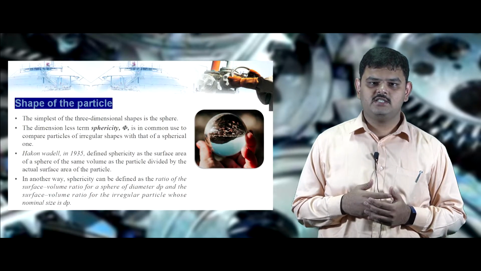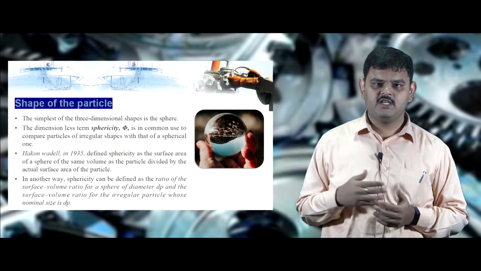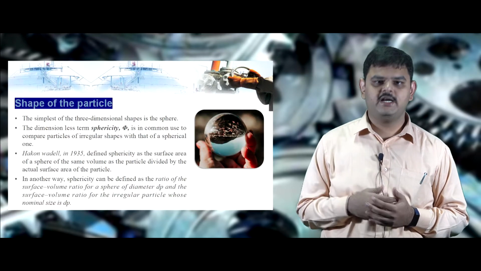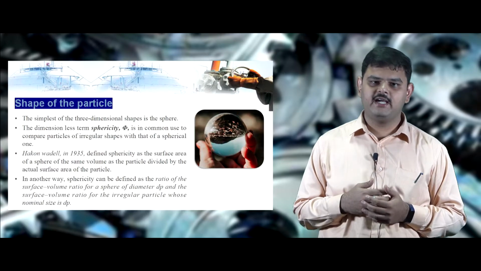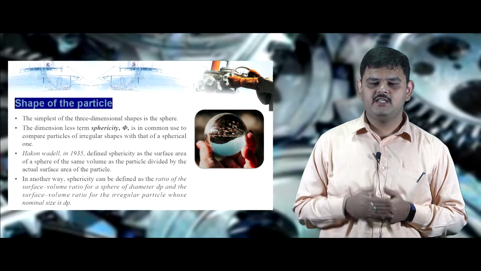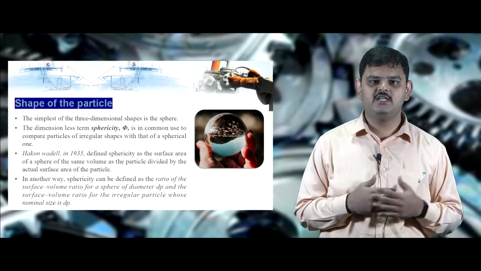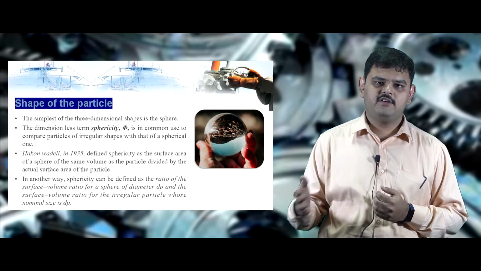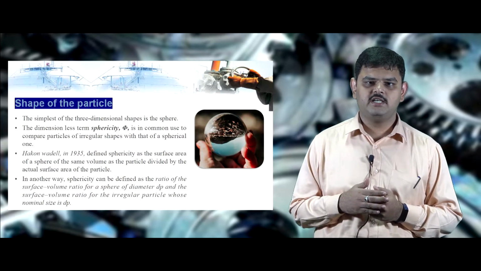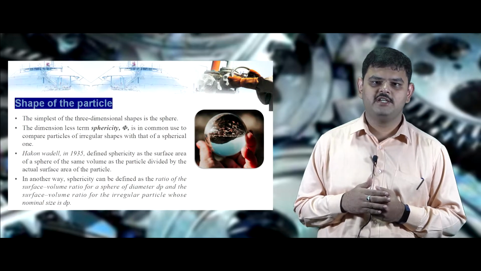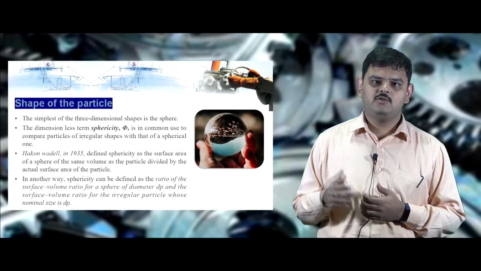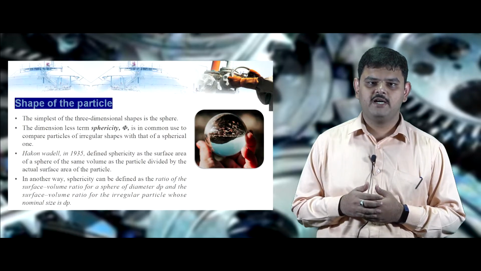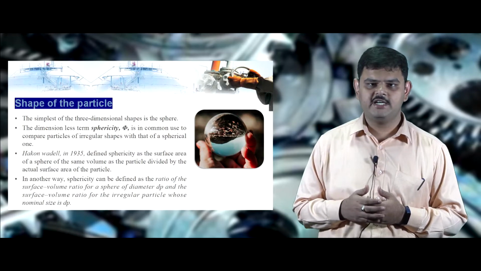The dimensionless term phi, that is sphericity, is used to compare the irregular particles with that of the sphere. The sphericity is the term developed by Hack and Waddell in 1935. The sphericity compares itself with the sphere of the particle. In another way, we can define the term sphericity as the surface to volume ratio of the sphere having the diameter dp to the surface to volume ratio of the particle having the nominal diameter dp.